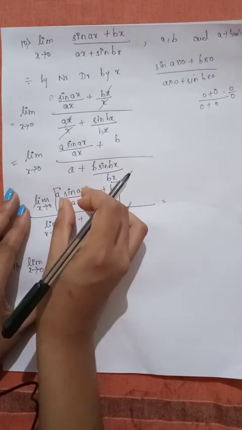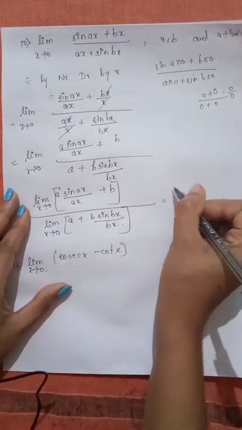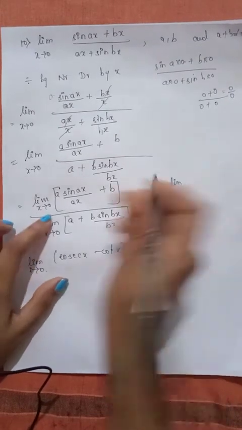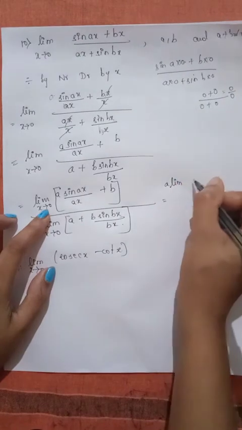Correct? First part, limit apply ಮಾಡಬೇಕು, second part, limit apply ಮಾಡಬೇಕು. ಅದೇ ತರ ಇಲ್ಲಿ first, second. So I apply the individual limit. But when you are applying to the first part in the numerator, what you can see, a is a constant, so I can take it out.